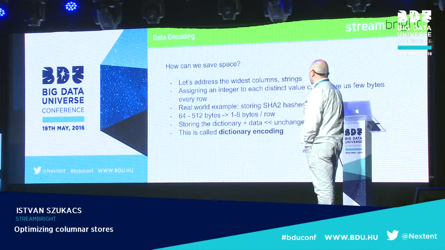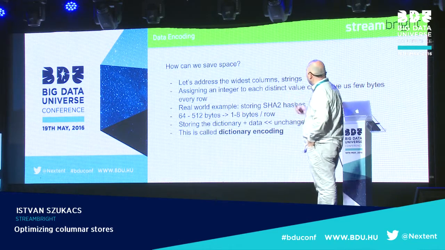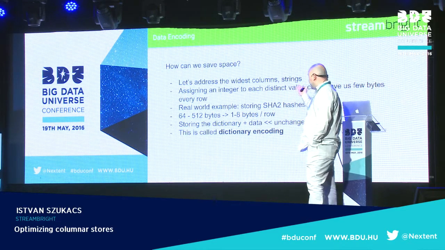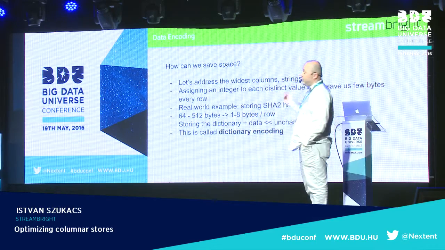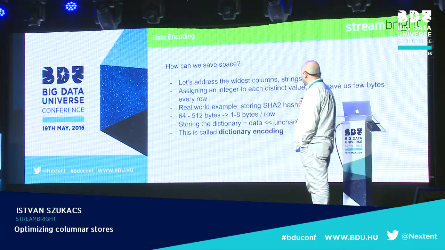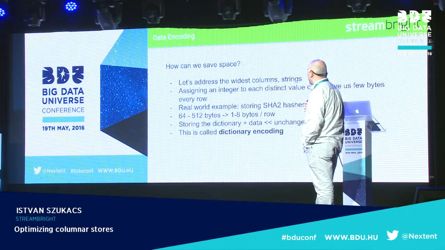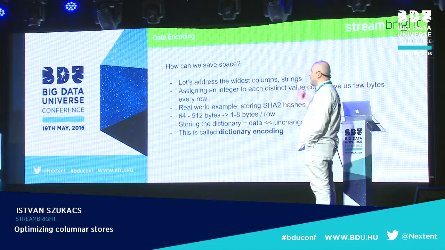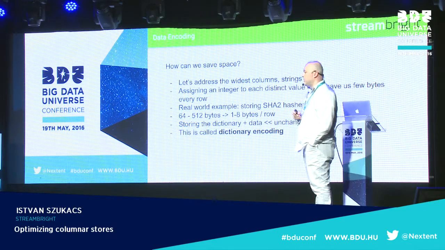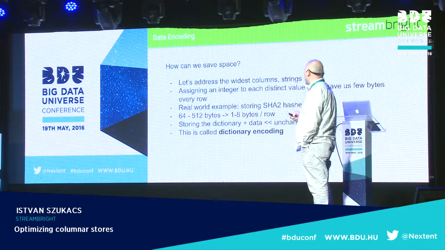So there's a real example, storing the SHA-2 hashes. That's quite a long string. It would be 64 to 412 bytes, but if you store it as an integer, then it's going to be 1 to 8 bytes per row. So storing the dictionary to enable this sort of encoding plus the data is usually much less than storing the unchanged data. So this is called dictionary encoding, when you are creating a dictionary for that.